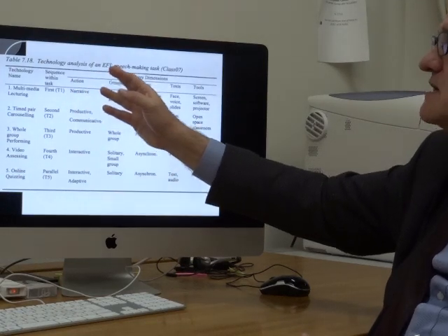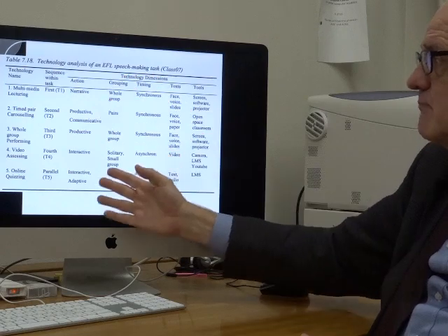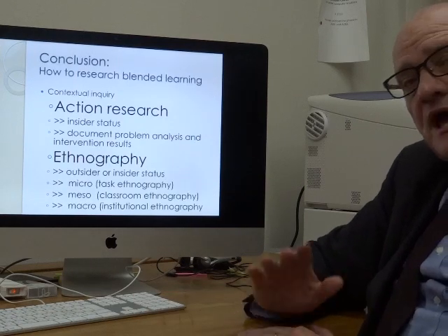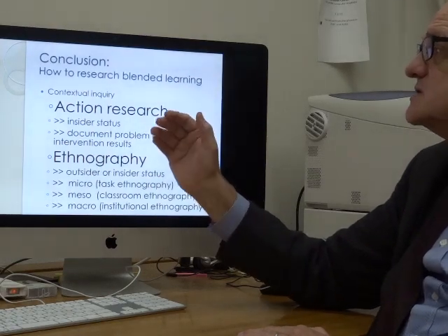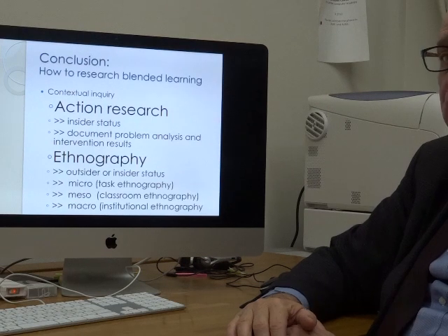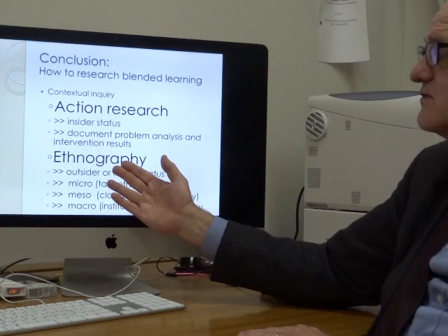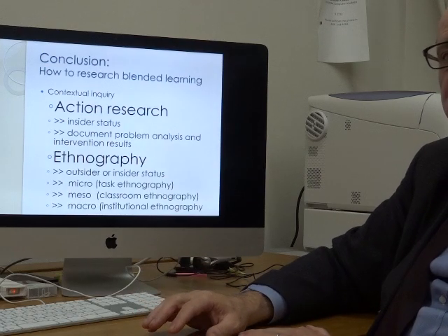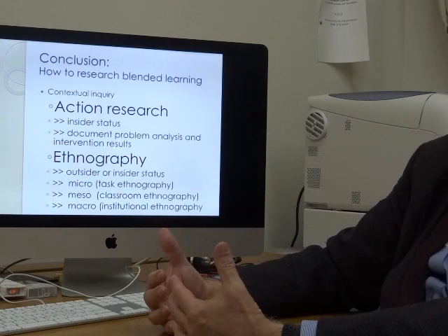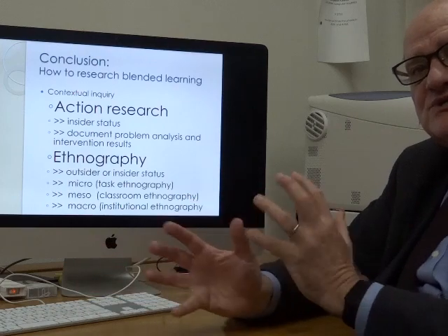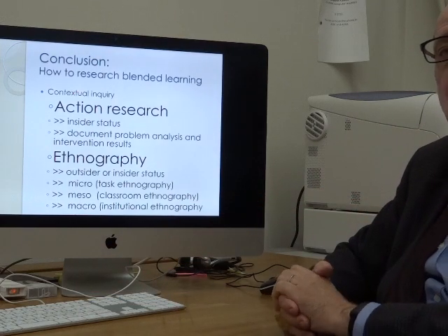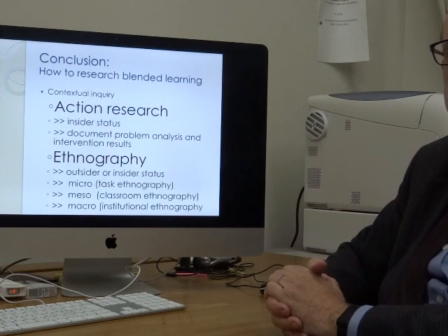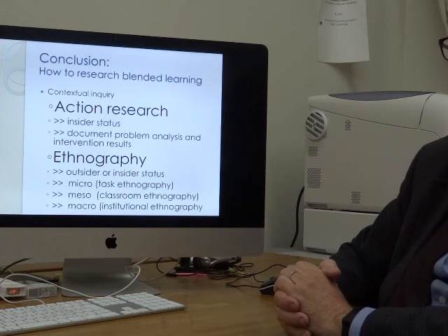This is a technology analysis of an EFL speech-making task by 1, 2, 3, 4, 5 different dimensions. So in conclusion, I will tell you that the way to research blended learning is through contextual inquiry. And contextual inquiry can involve action research and ethnography. If you want to start, I recommend starting with task ethnography and looking at a particular lesson and describing how you, as a bricoleur, built this little classroom exercise and how well the students accomplished their task. We can gain insights, not generalizations, from that description. And you can publish that as your research or your team's research in blended language learning journals.